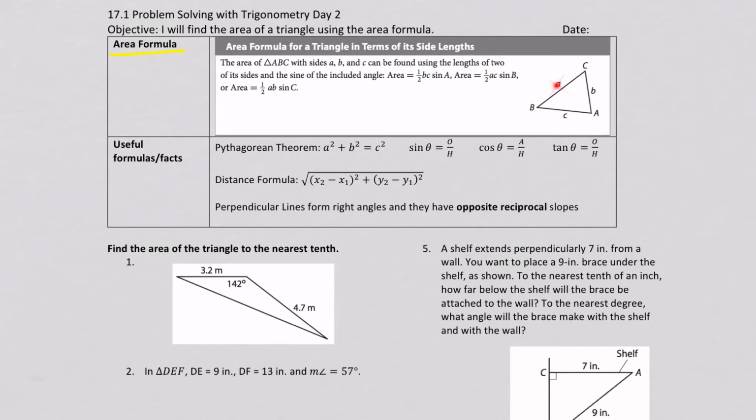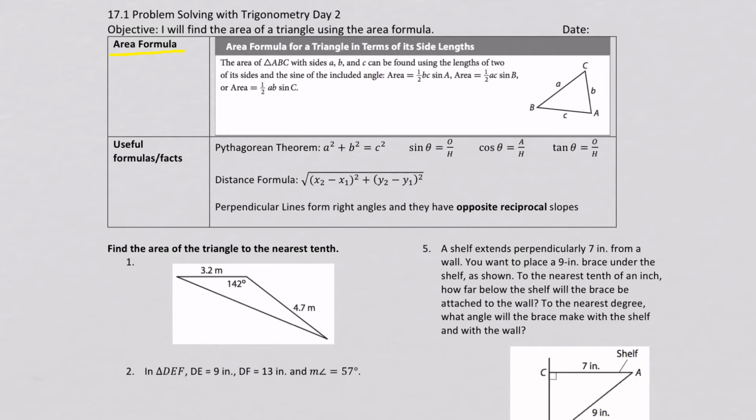What if I don't know A and C, or A and B? What if I know B and C? If they gave me B and C, then the formula is B times C times the sine of A times 1/2. So it's always two sides and the angle between them, the angle that is included by them. We're going to be using that formula a lot in the examples that I'm going to give you guys. It's actually a very simple formula to use.